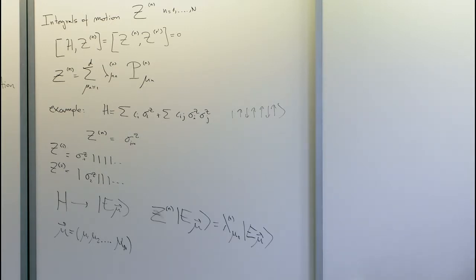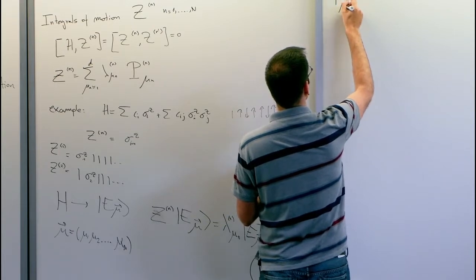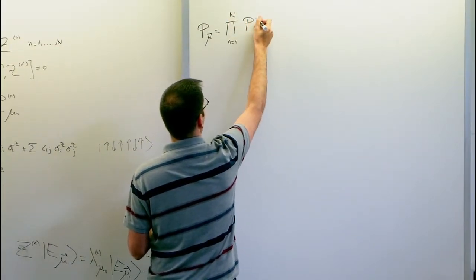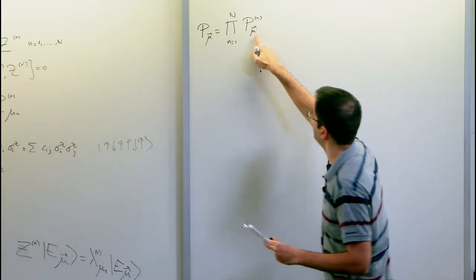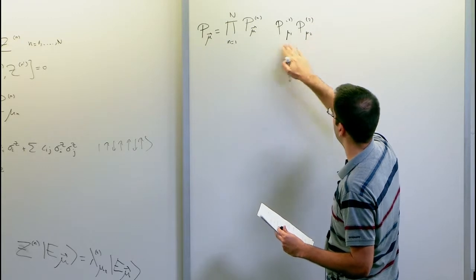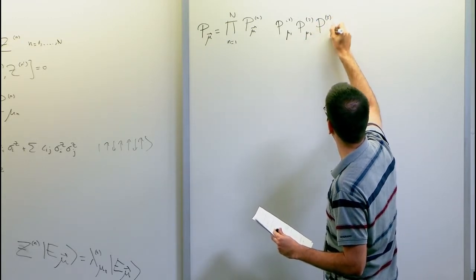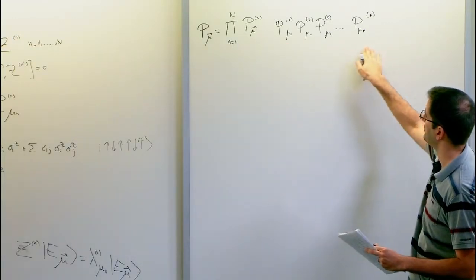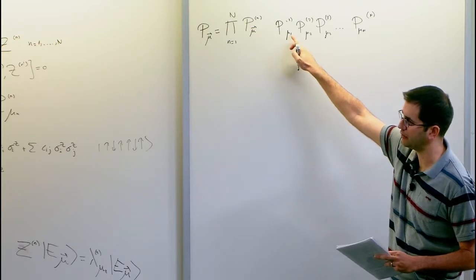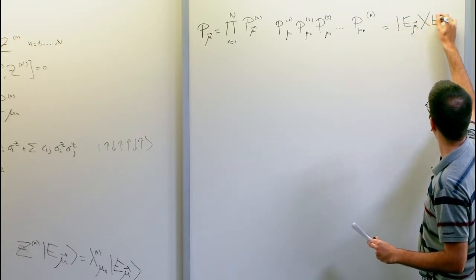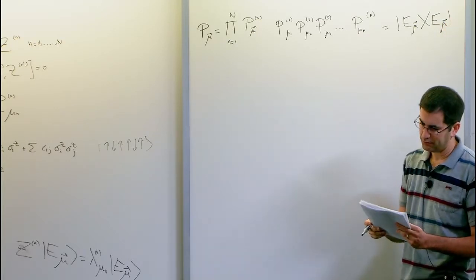Then let me say the same again. I'm going to define a projector, P mu, as the product over all the integrals of motion of these projectors: P1 mu1, P2 mu2, and so on. The order doesn't matter, these projectors commute. For each integral of motion, I give a particular eigenvalue. By construction, this is nothing but a projector onto an eigenstate of the Hamiltonian.